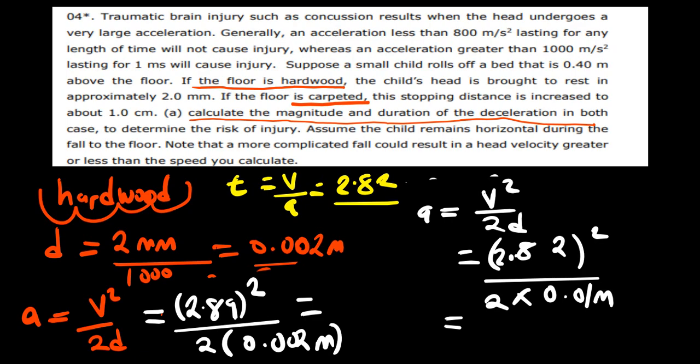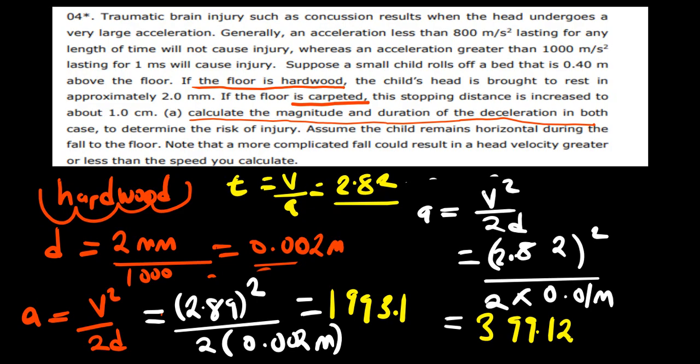So it means I need to find the acceleration for both. For the hardwood, if you calculate that, the acceleration is 1993.1. Then for the carpeted one, if you calculate the acceleration, I'm finding 399.12 meters per square second. So these would be the accelerations.